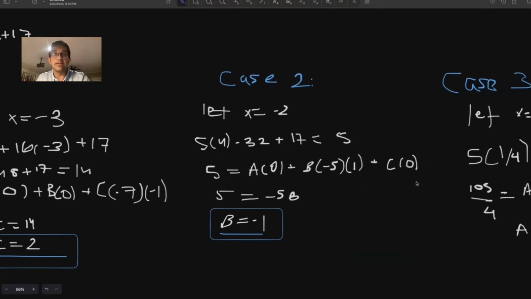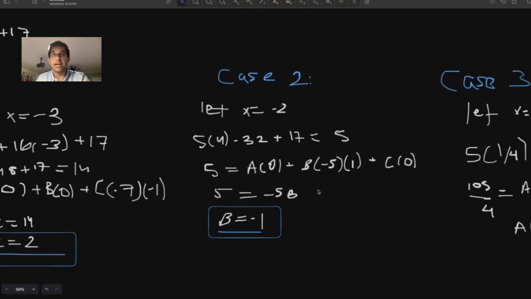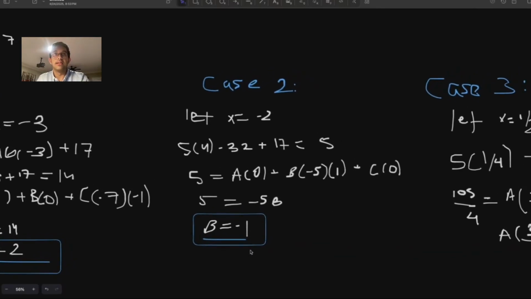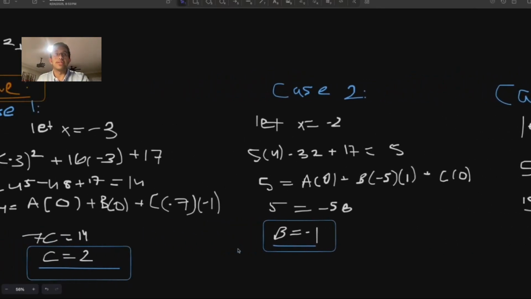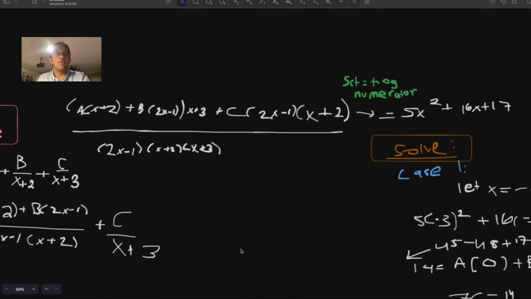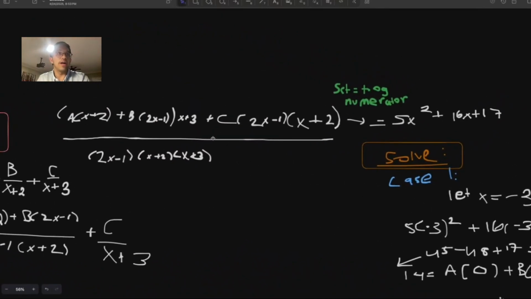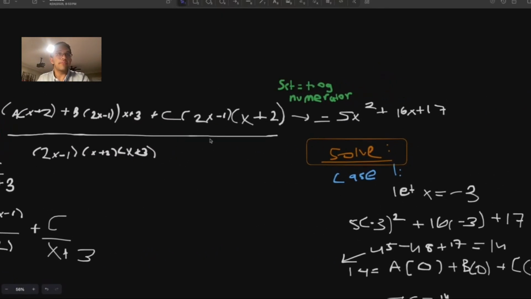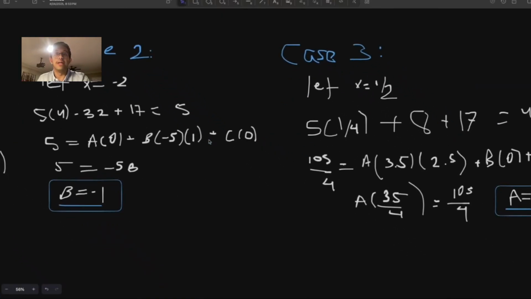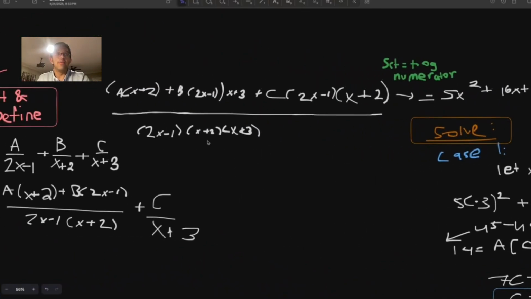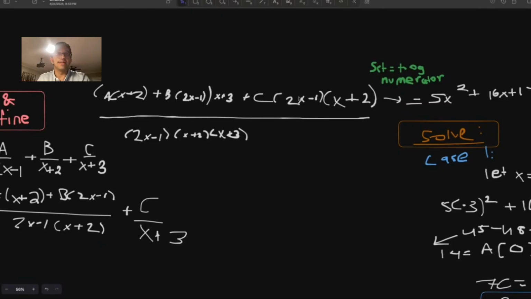We see how the a times 0 and c times 0 all cancel out, so we get negative 5b equals 5, b is negative 1. Cool. And now the last thing we want to solve for is the c. So we already know what a and b are, but we want to figure out how we can isolate the b and the c.